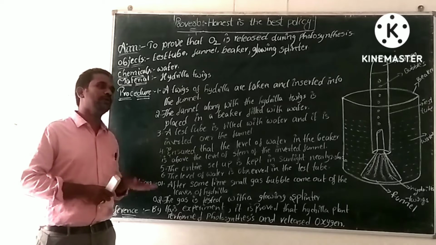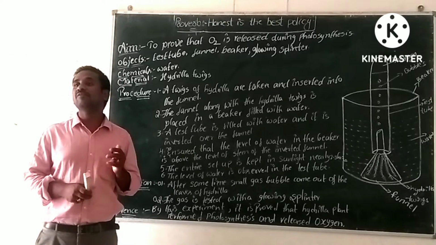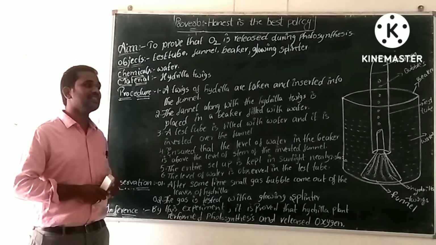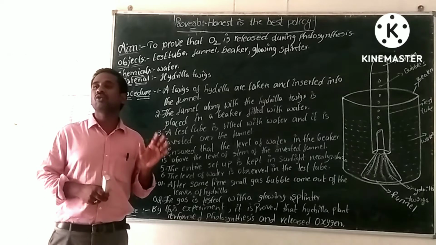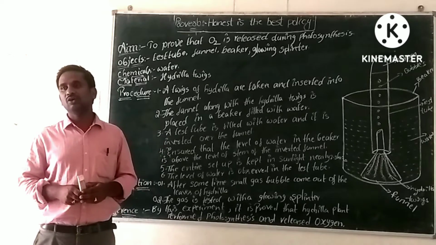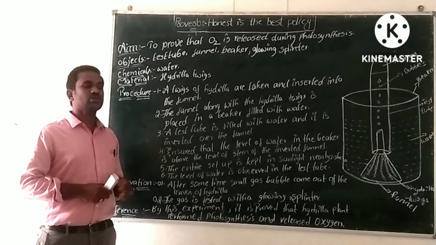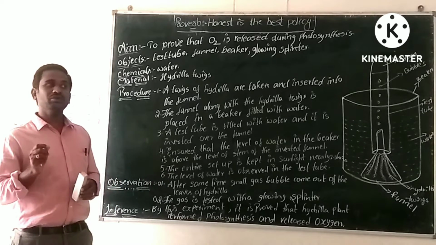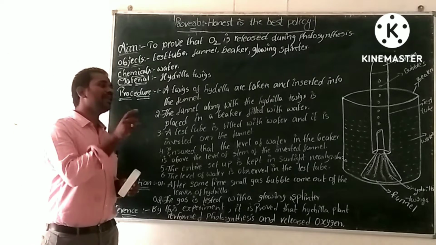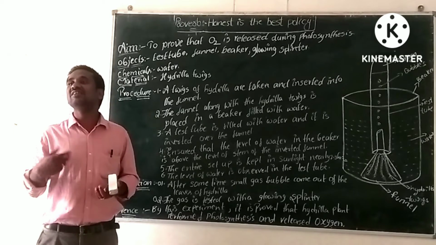And it lives inside the water. And it can perform more photosynthesis. Why? Because it has abundant chloroplasts in it. So it will look very green. That's why it can also easily liberate oxygen, because it is easily visible.